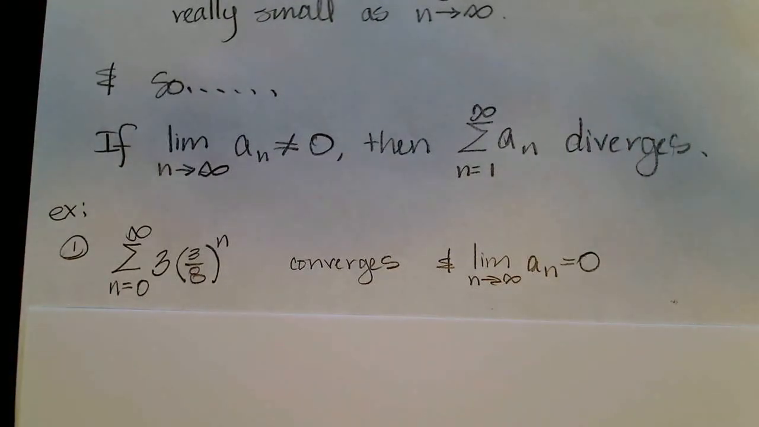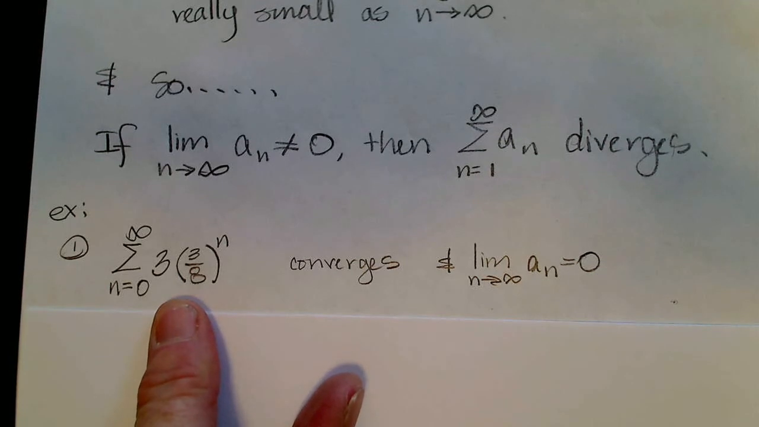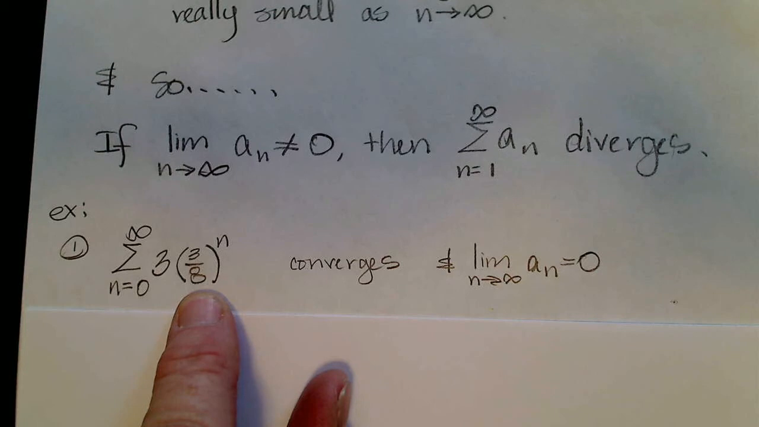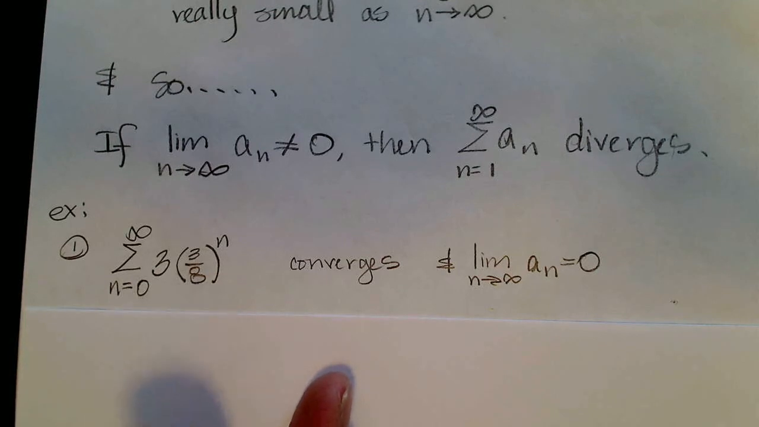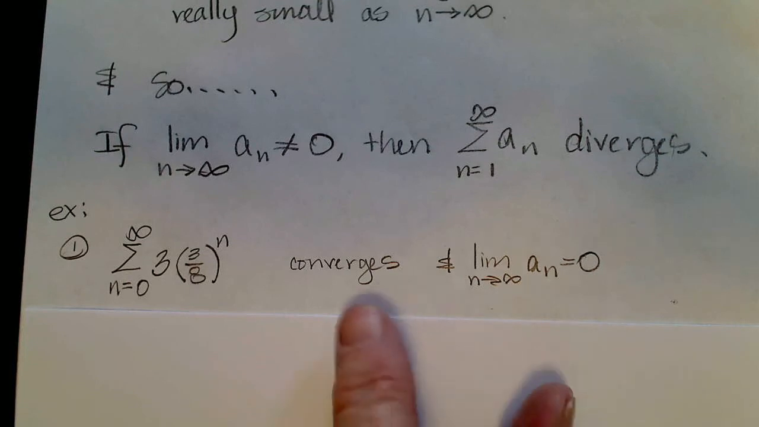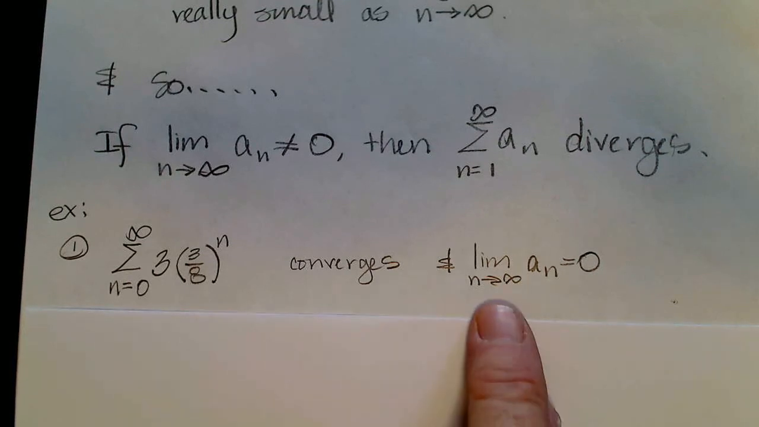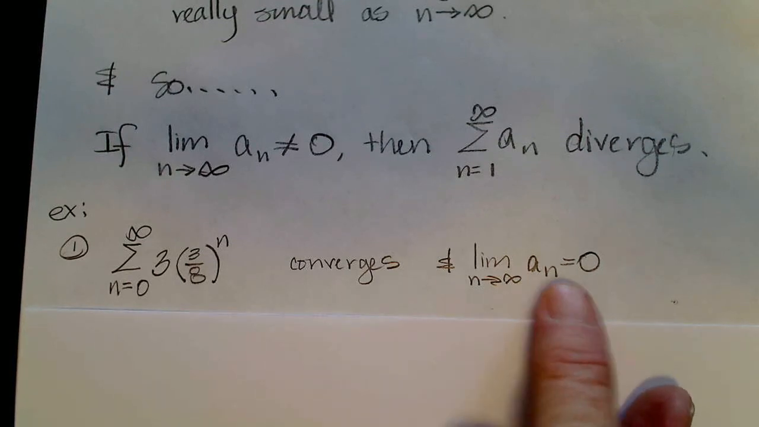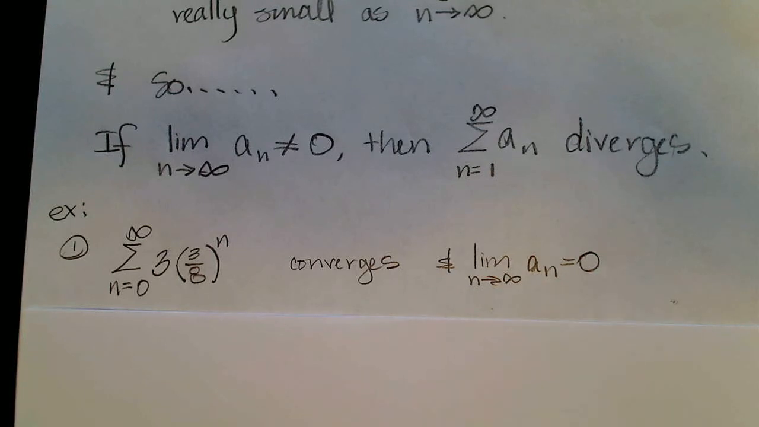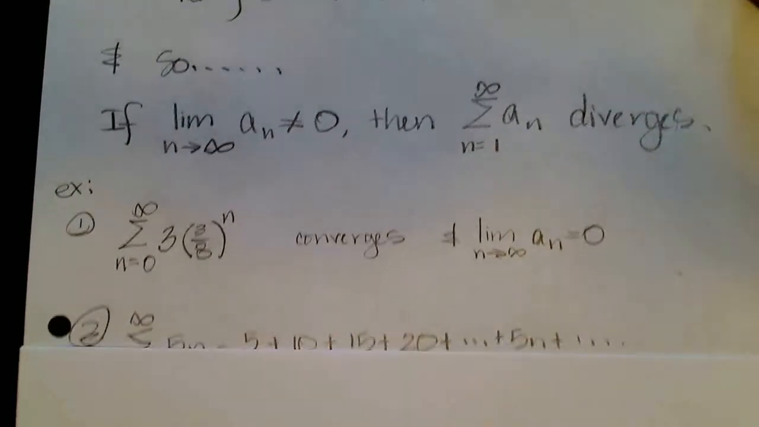Here we're supposed to determine whether this converges or diverges, and we see that we have a geometric series with a equal to 3 and r equal to 3/8. Well, 3/8 is less than 1. That's my common ratio, so it converges, and it also tells me that the limit of the terms as n goes to infinity is 0. Let's take a look at another example.